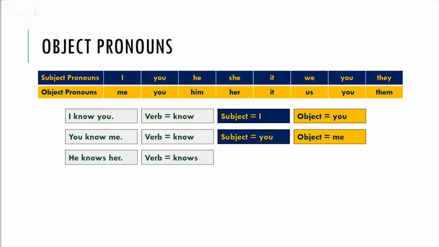The verb ends in S. That's the rule. I put it on the chat. Simple present with he, she, and it as a subject, the verb ends in S. Remember that rule because we're going to do that in the future.